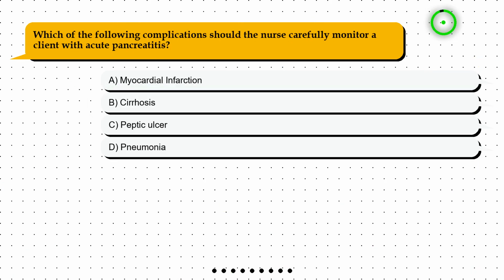Question 4. Which of the following complications should the nurse carefully monitor for in a client with acute pancreatitis? Option A. Myocardial infarction. Option B. Cirrhosis. Option C. Peptic ulcer. Option D. Pneumonia.